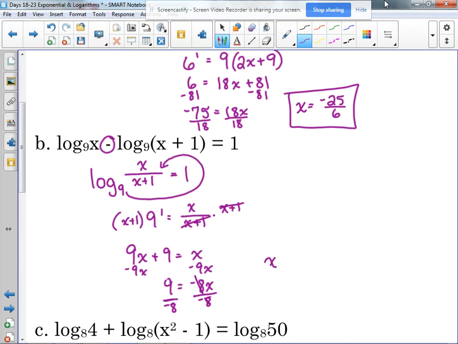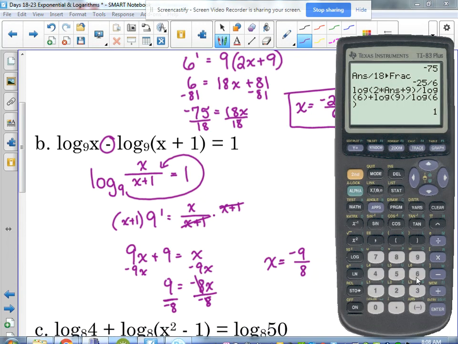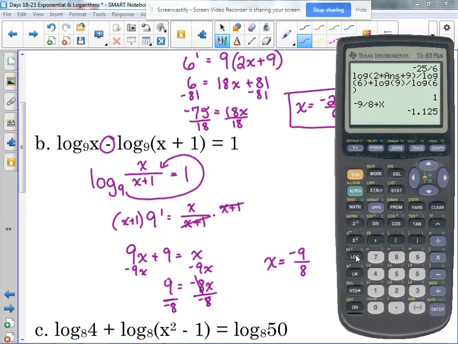And negative 9 over 8 does not reduce. And I've got another negative solution, so I'm definitely going to make sure that I check that. Negative 9 over 8 stored as x. Log of x. Oh, wait. I really don't have to check it.